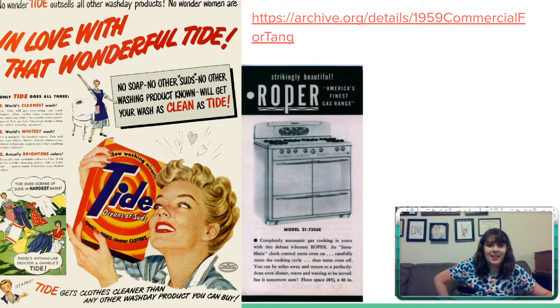And also the lady who's holding that, that's an old-timey washing machine. Super crazy. They're hanging their clothes out on the clothesline because dryers aren't mainstream yet.